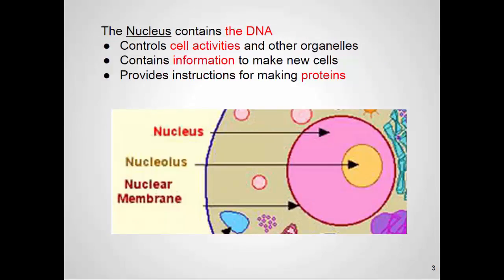As you most likely already know, the nucleus contains a very special chemical we call DNA, or deoxyribonucleic acid. It is the DNA that actually runs things, from controlling cell activities, to holding the blueprints for making new cells, and also providing the instructions for making the all-important substance that we call proteins.